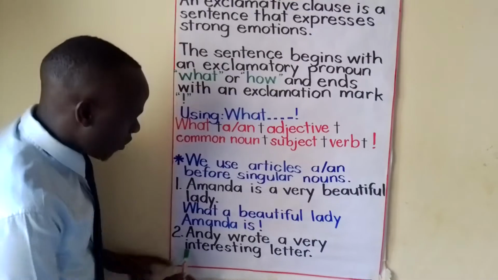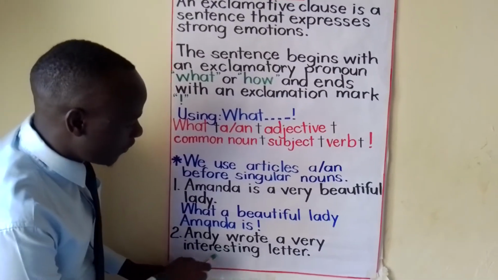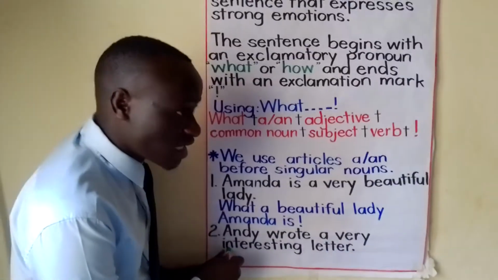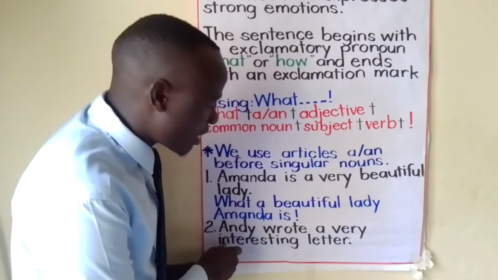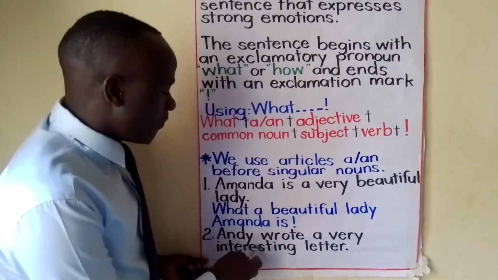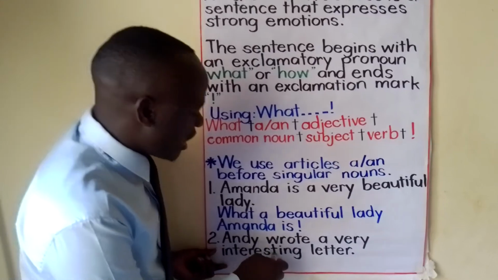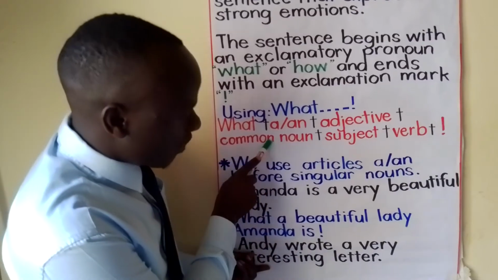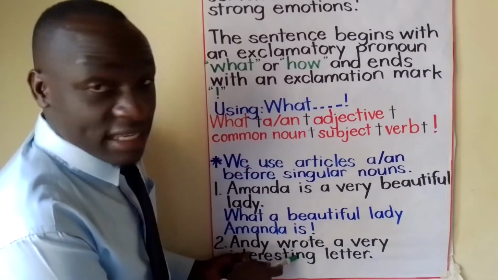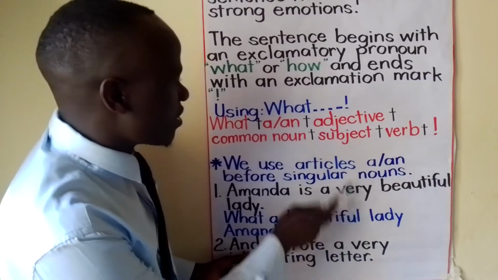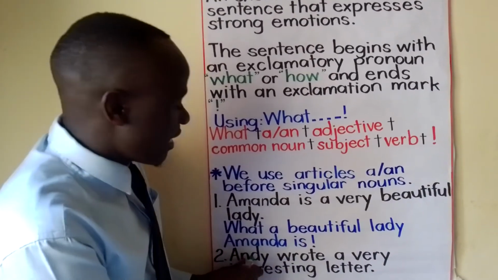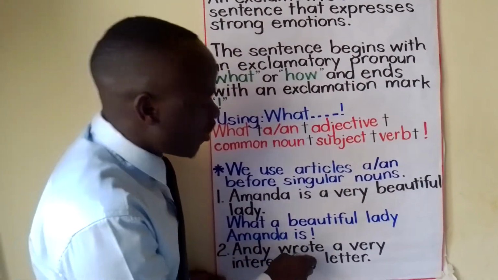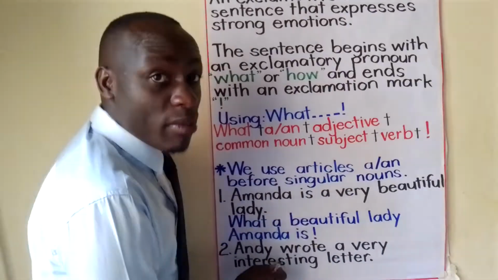So what do we do? We shall begin with what. What will be followed by an article. And in this particular case, we have this adjective interesting, which begins with a vowel sound. We shall put article an. Then that article is followed by interesting, which is the adjective. Then the adjective is followed by a common noun, and the common noun in this particular case is letter. Then the common noun is followed by the subject, Andy, and that will be followed by the verb, and the verb in this particular sentence is wrote. Then we put an exclamation mark at the end.